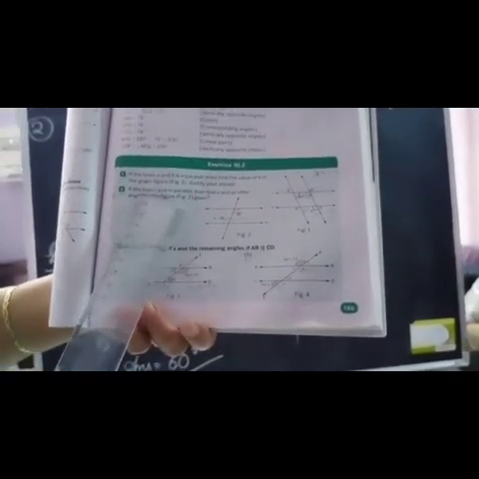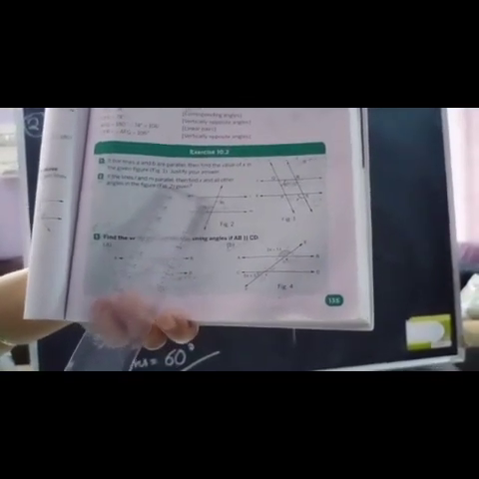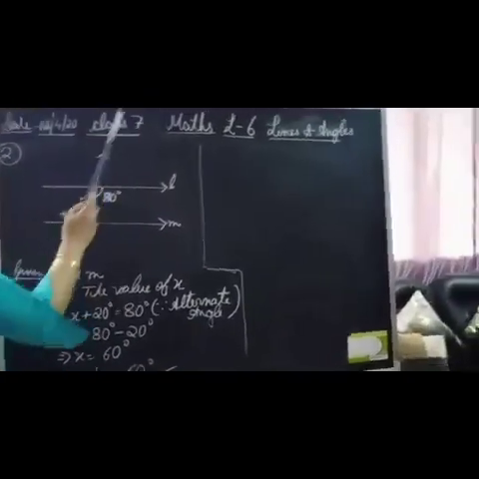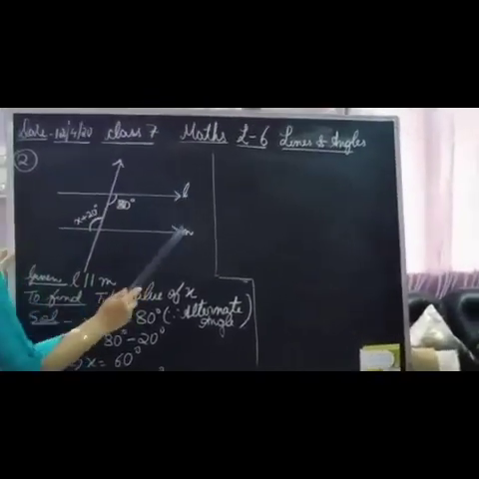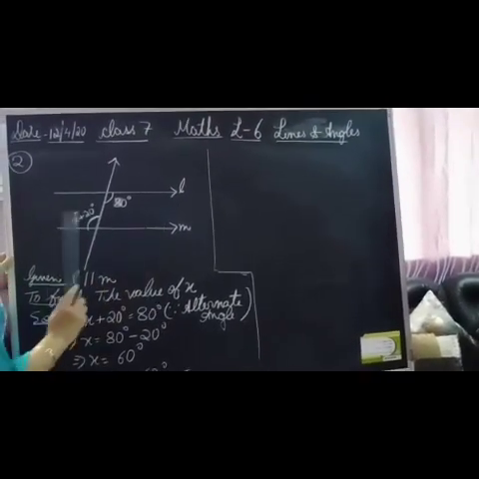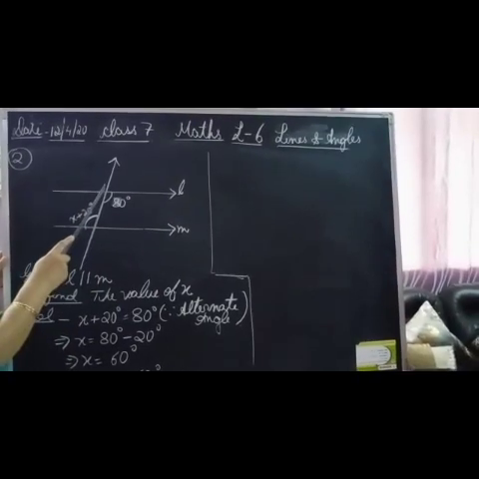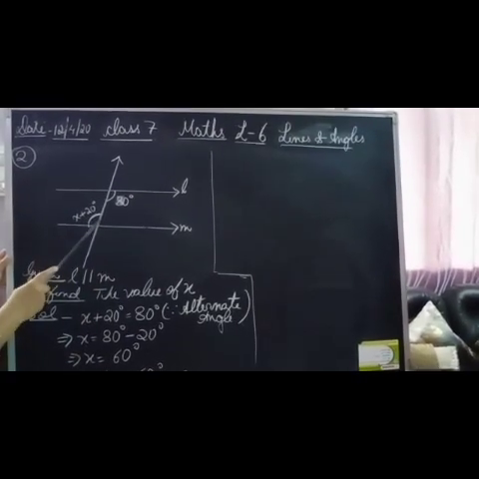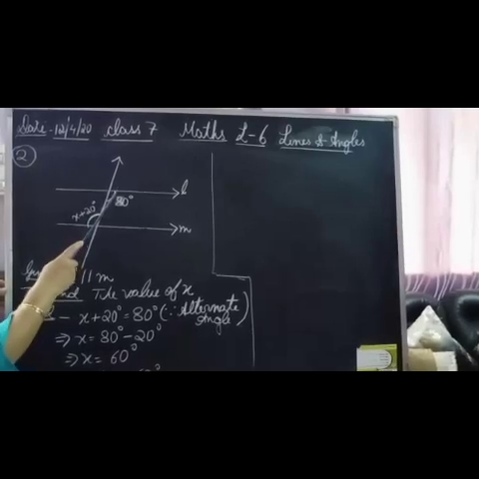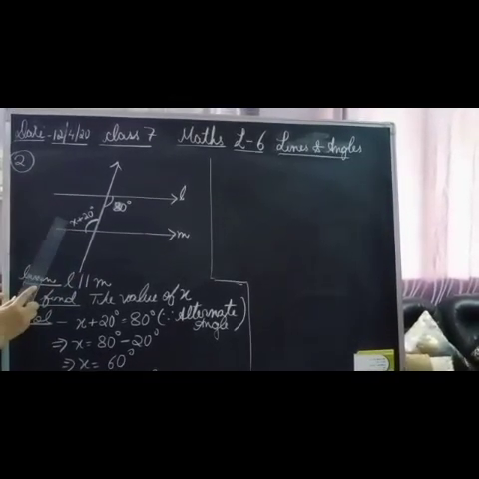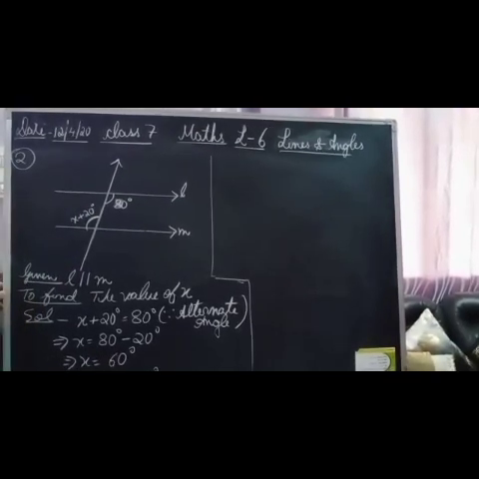Okay, now number 2. If the lines L and M are parallel, then find X and all other angles in the figure. Okay. Now come here with the diagram. So this L is parallel to M. We see here there is one transversal which intersects this line and this line at these points. Now here this angle is given as 80 degrees and this angle is given as X plus 20 degrees. What is the value of this X? This we will have to find out.